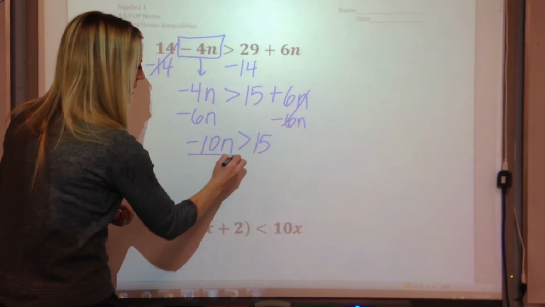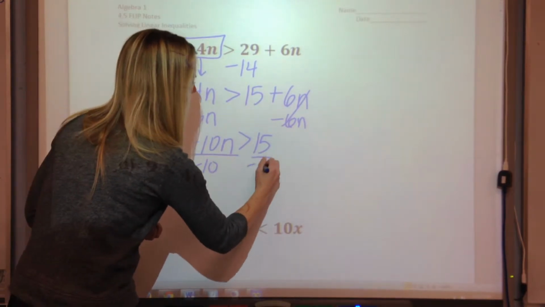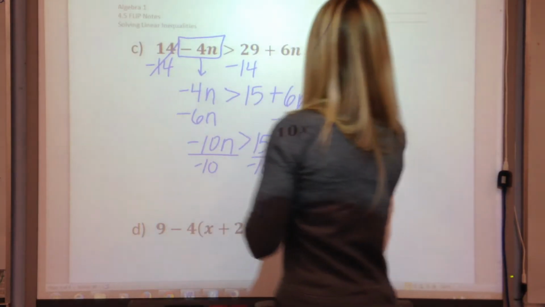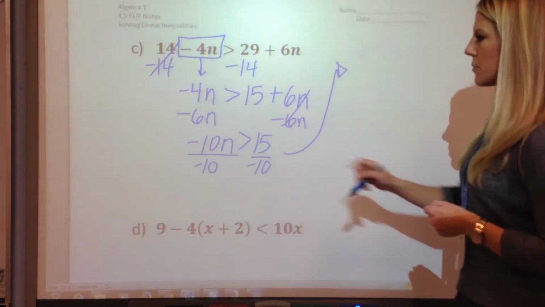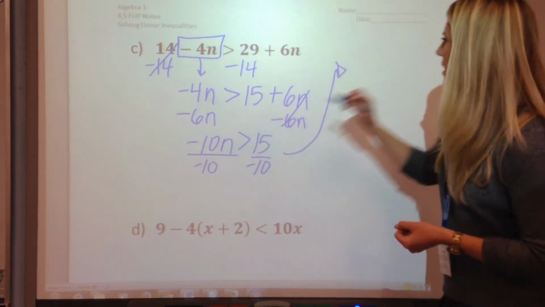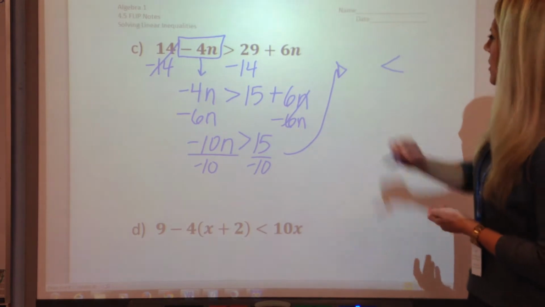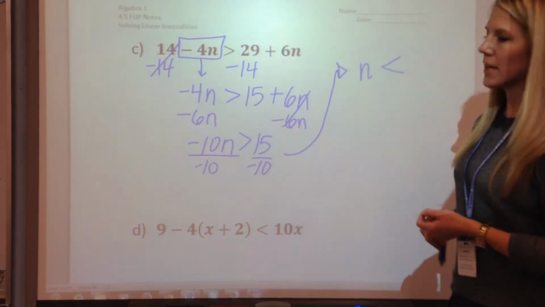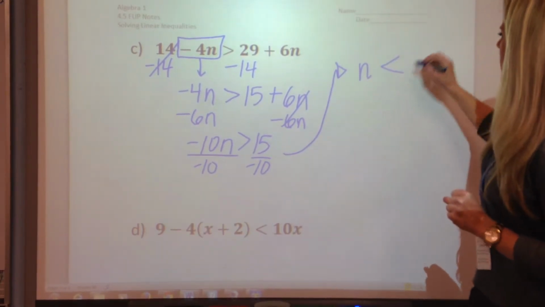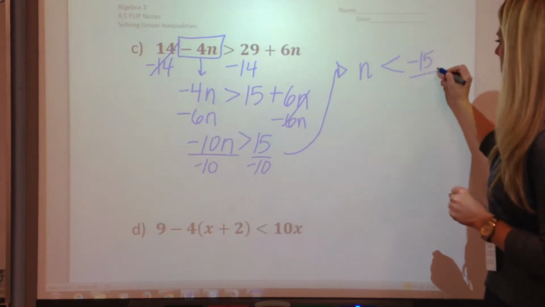So what do I do to both sides? Divide by negative 10. Uh-oh, don't forget. One big difference, I'm dividing by a negative 10, so what happens to this sign? It's got to flip. So I have n, negative 10 divided by negative 10 is 1. It's greater than negative 15 over 10.